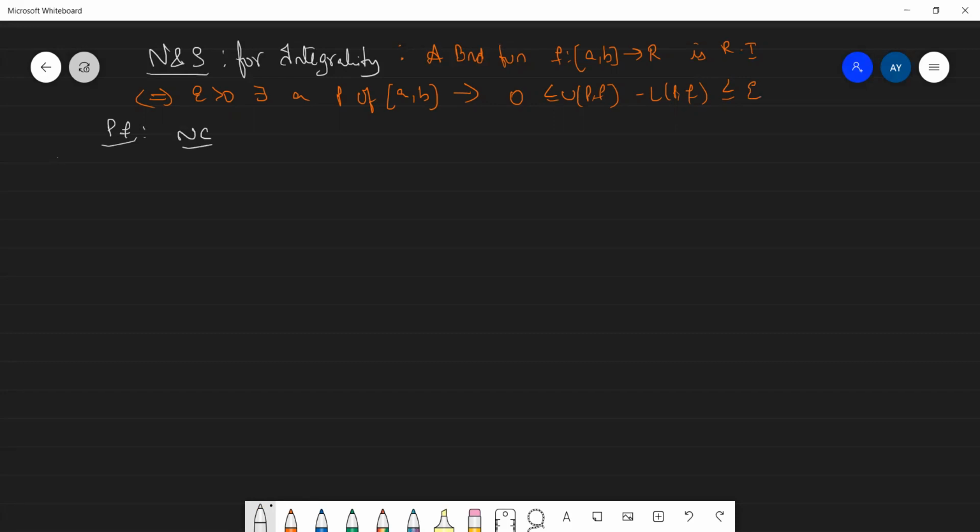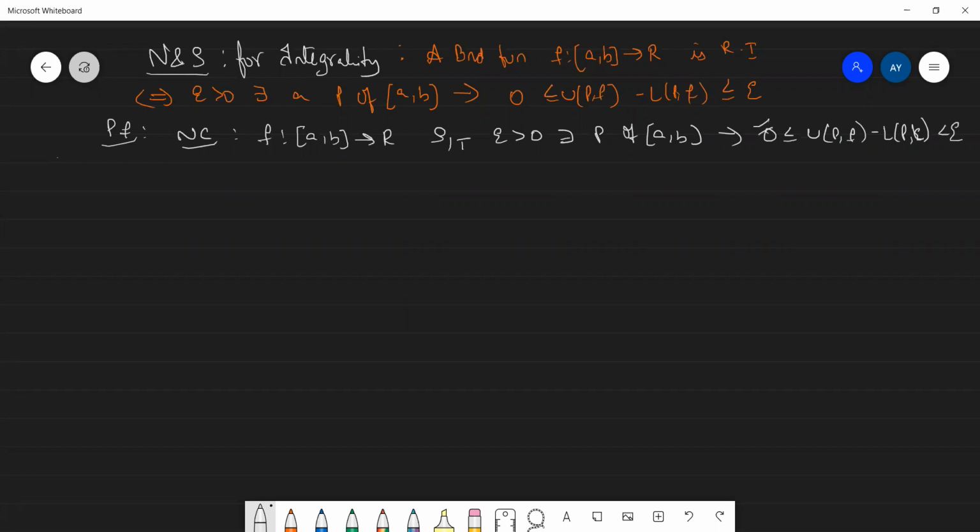First, I'm taking the necessary condition. If f belongs to R on [a, b], then we have to show that for every epsilon greater than 0, there exists a partition P of [a, b] such that 0 is less than or equal to U(P, f) minus L(P, f) is less than epsilon. So this is what we have to show. Given that f belongs to R over [a, b], then we have a condition.